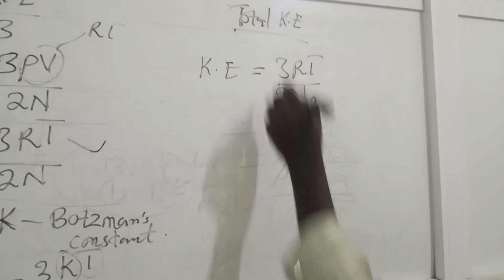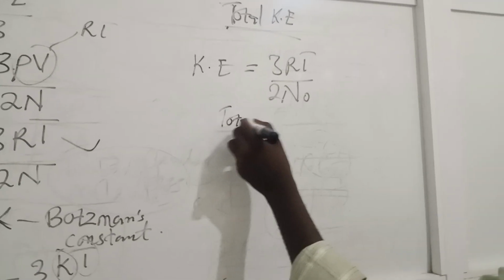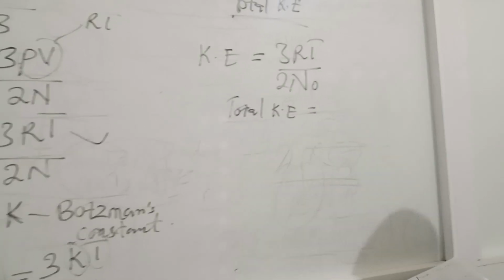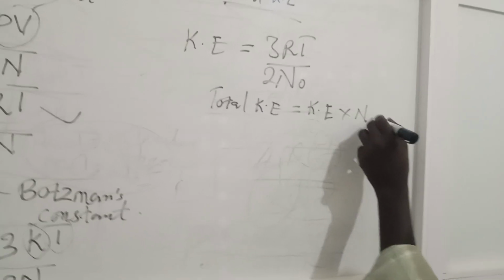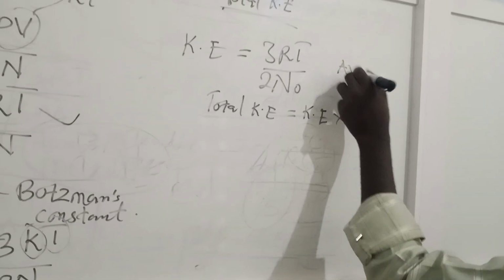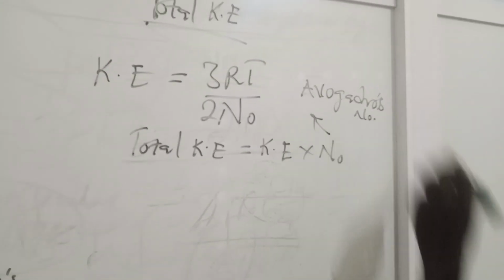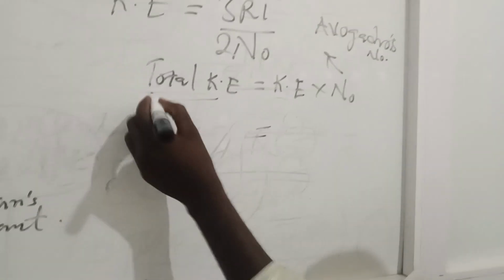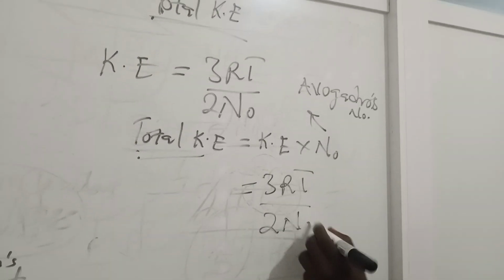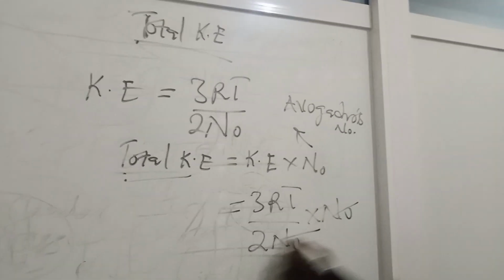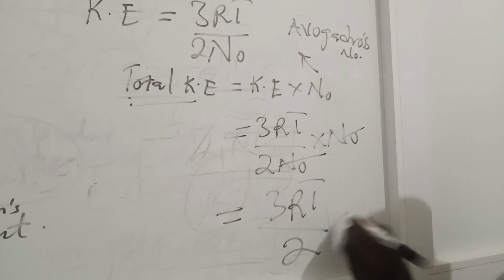So total kinetic energy is equal to kinetic energy times Avogadro's number. This is Avogadro's number. So now to get total kinetic energy, you will see 3RT all over 2n naught times n naught. So this one will take care of this. So we now have total kinetic energy as 3RT all over 2.